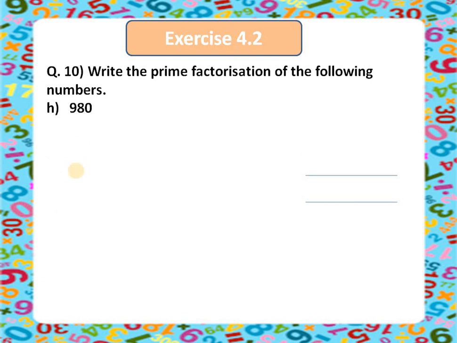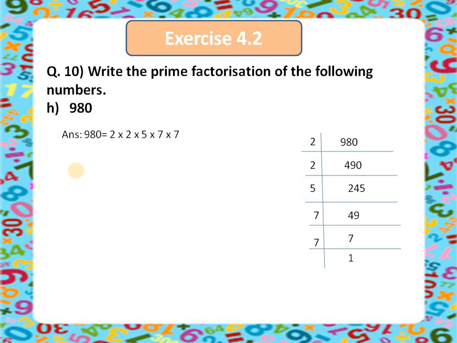Then again H part, which is the last part of this 10th question, 980. 980 will be divisible by 2. So we have got 490. Again it will be divisible by 2. We have got 245. Then 5 times. We will not be able to take it 3 times because remainder will be left. 5 times it will give you 49. Now 7 7s are 49. Then 7 will be divisible by itself only. So 7 1s are 7.